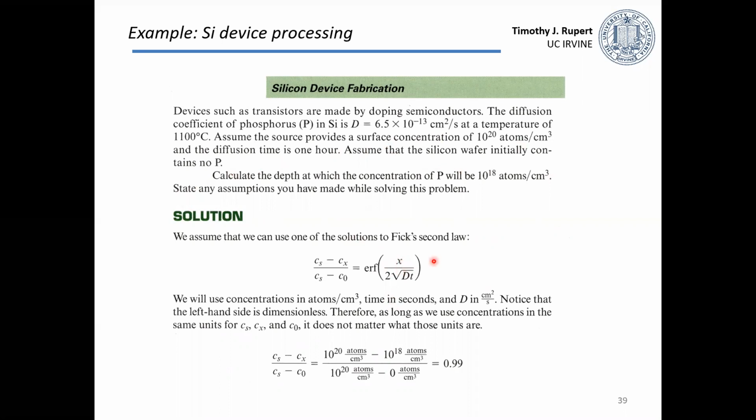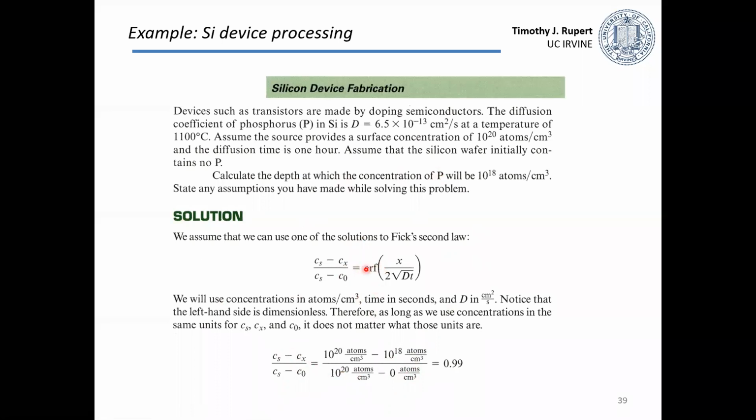So the first thing to do, again, in the same way, is look at the problem and see what it gives me. So it gives me the diffusivity directly. It gives me the time, so that's 1 hour. It also gives me that surface concentration, right? That's that 10 to the 20. And it gives me what my initial concentration is. So that's C naught, that's going to be 0 atoms per centimeter cubed. So I'm going to go and solve for the left side of this equation.